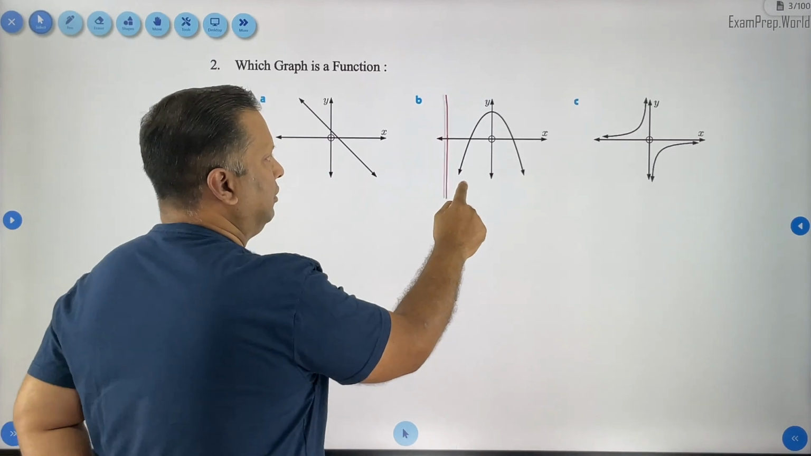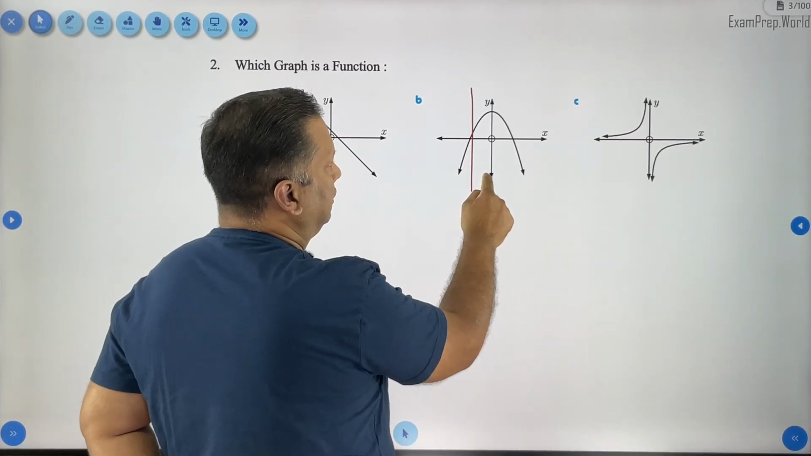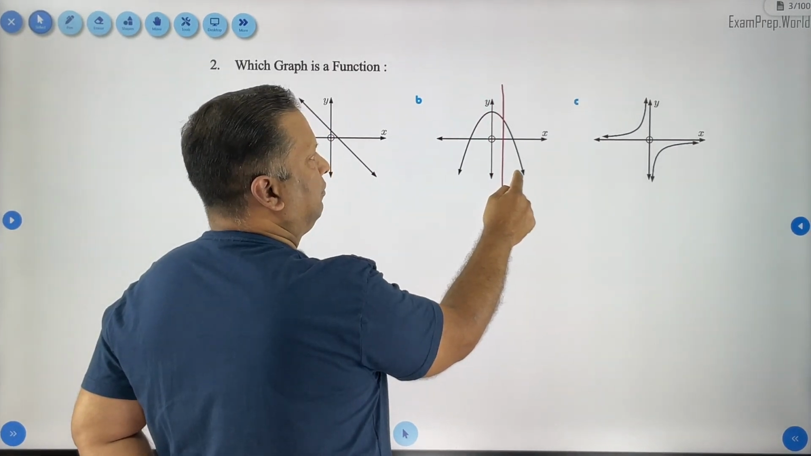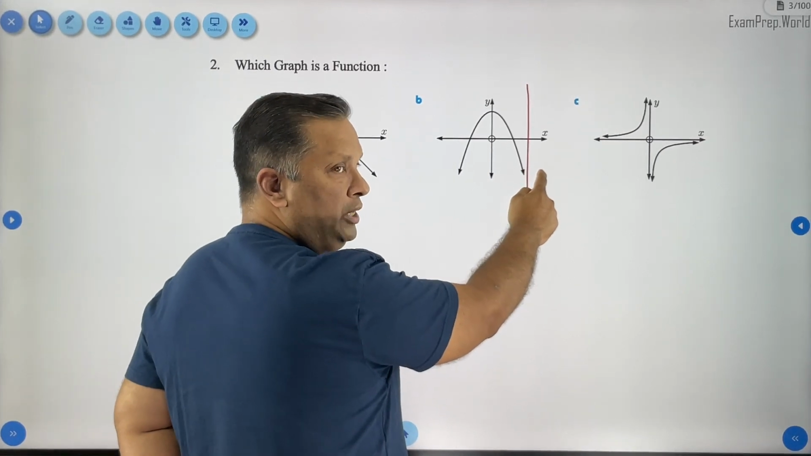Let's come to B. Now tell me, how many points? One point. See, the red line is touching the black curve only at one point. Nowhere is it touching at two points. It's not possible. So B is also a function.